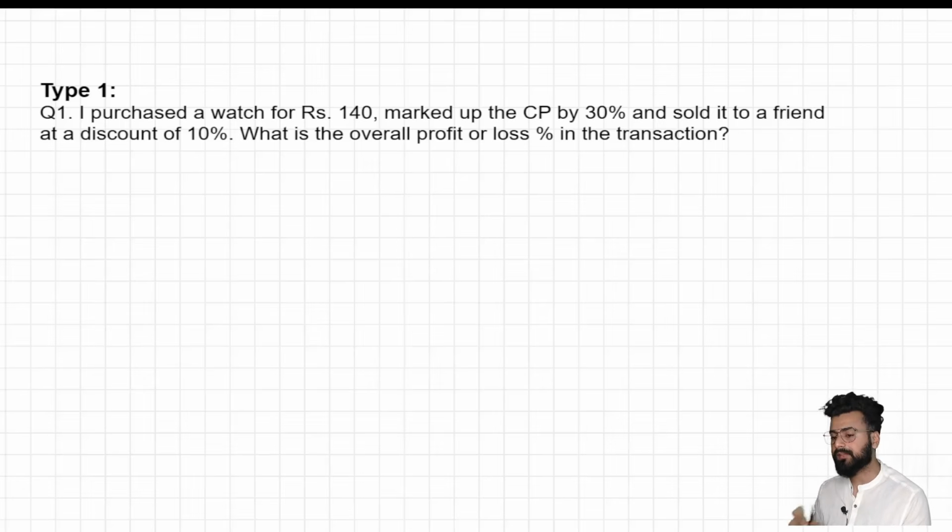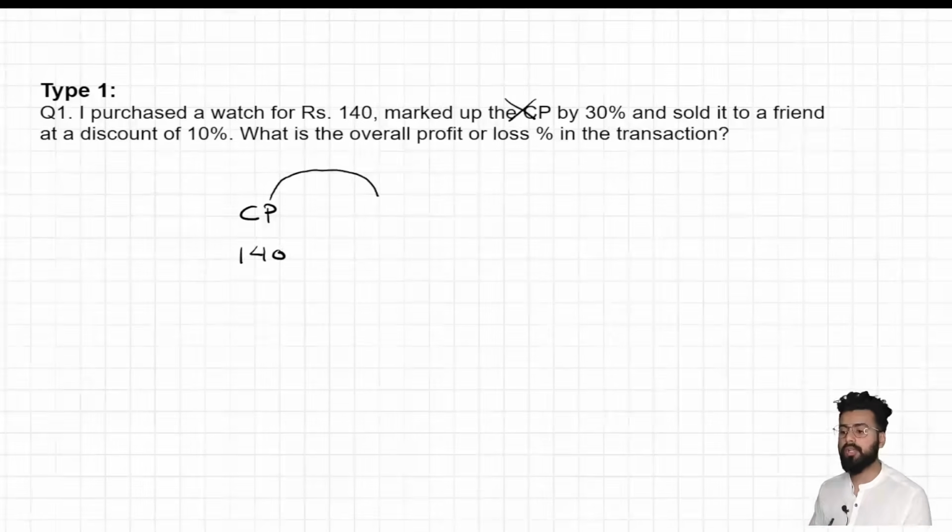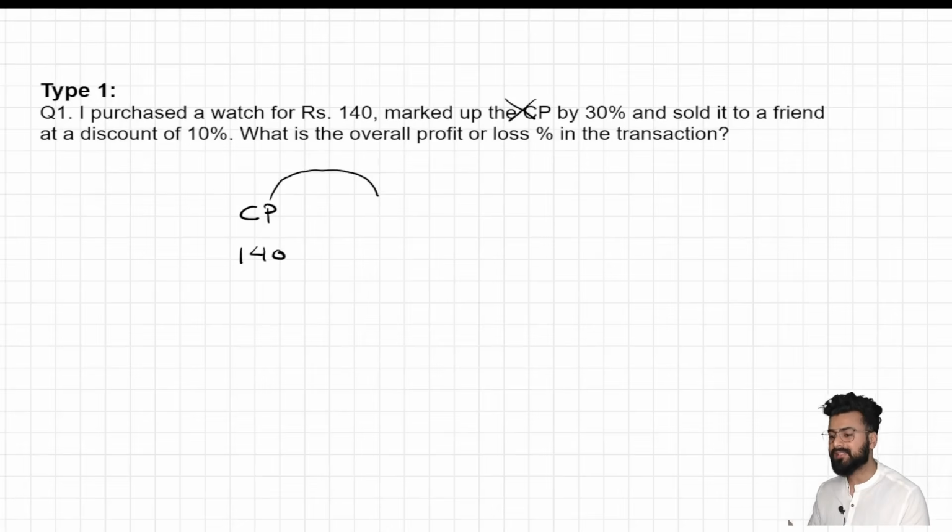So let me explain the data first. I purchased a watch for rupees 140 means the cost price of the watch is 140. Then I marked up the cost price. मार्कअप तो हम कॉस्ट प्राइस का ही करते हैं, ये तो हमको वैसे भी पता है. तो अगर यहाँ पे ये नहीं भी लिखा होता, सिंपली लिखा होता I marked up the price of watch by 30%, तो it is common sensical कि कॉस्ट प्राइस को ही तो मार्कअप करते हैं. कितने परसेंट का मार्कअप किया? It is given a markup of 30% is applied.